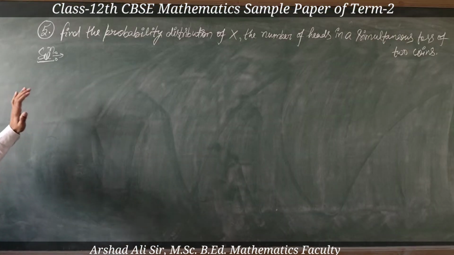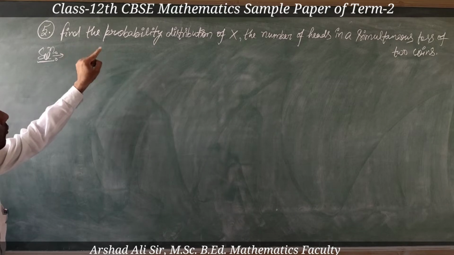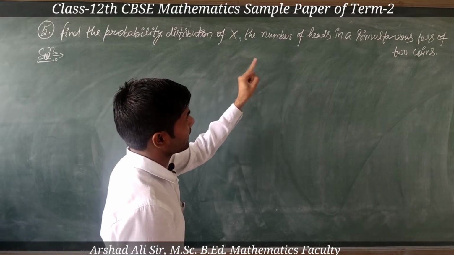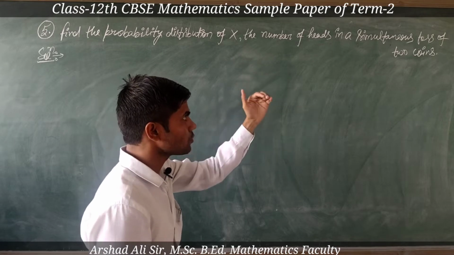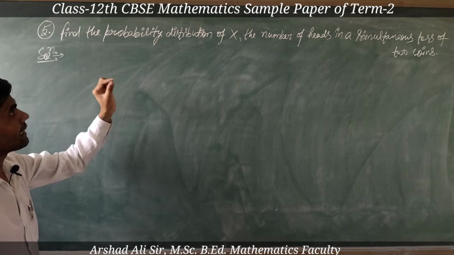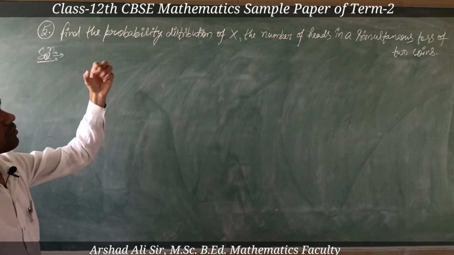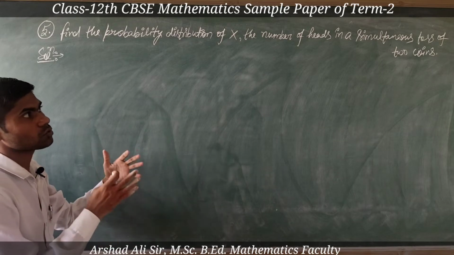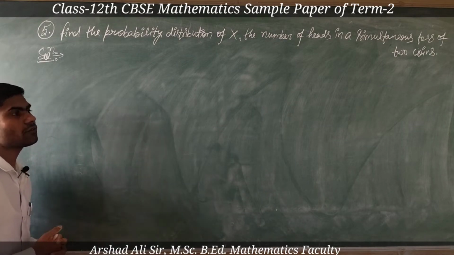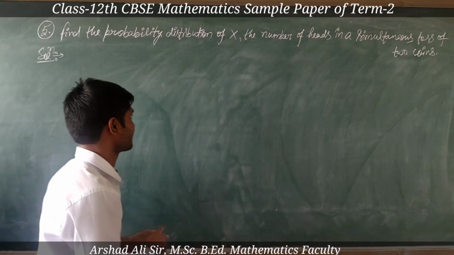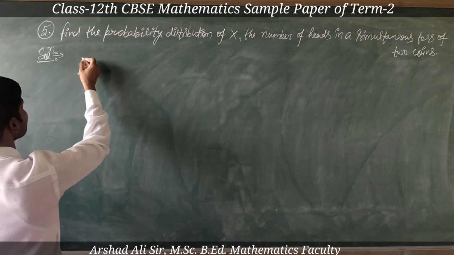In question number 5 we are given: find the probability distribution of X, the number of heads in simultaneous toss of two coins. Suppose we have two coins, and we toss the coins simultaneously. It means we have a sample space.